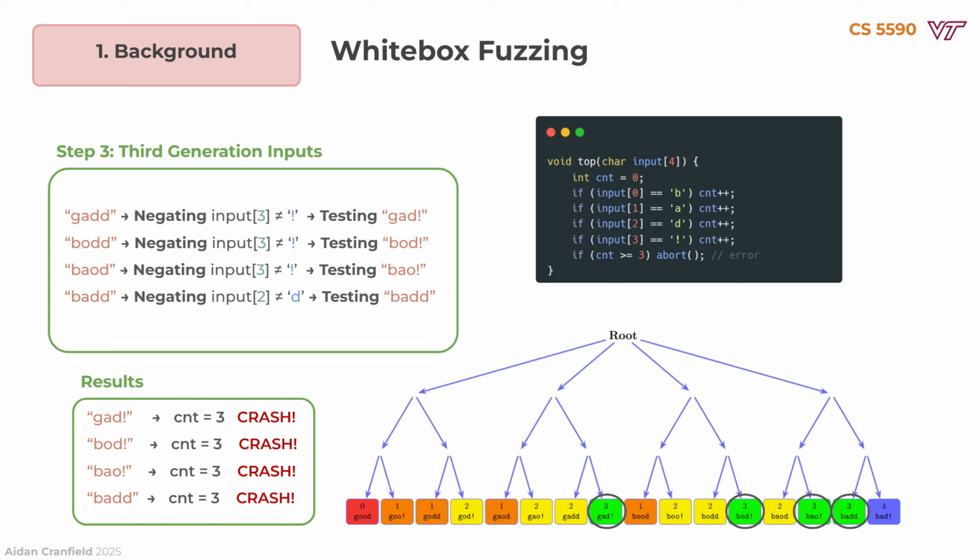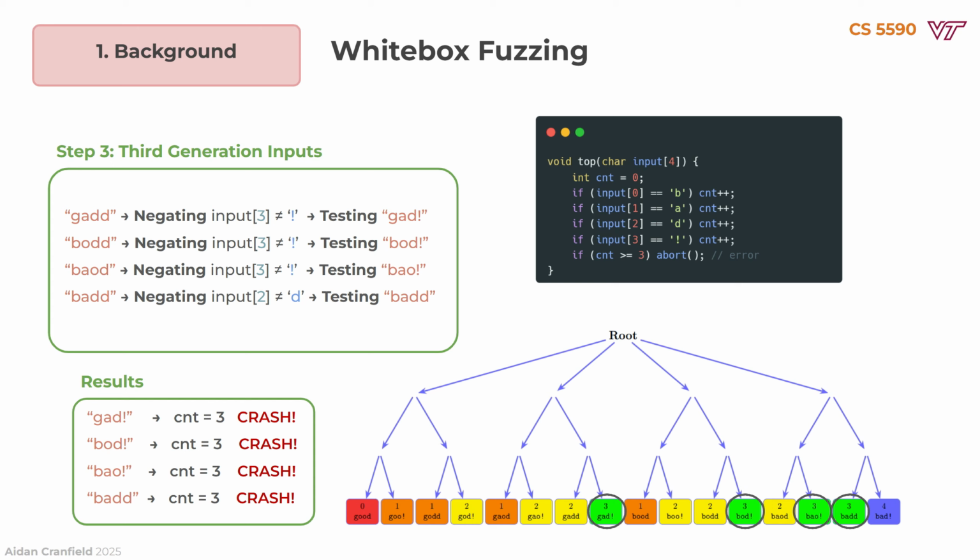So in step 3, we test the third generation inputs. By taking the second generation inputs and negating the constraints in a way that does not reveal any duplicates, we get the following inputs. We get GAD exclamation point, BOD exclamation point, BOW exclamation point, and BAD with 2 Ds on the end. And when we test, we get counts of 3 for all of them, which means they're crashing. So we found 4 of the 5 inputs that cause an error to occur.